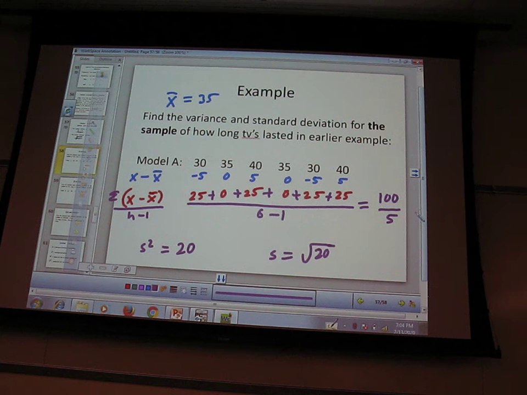Does everybody see where we got these from? Yeah. Normally divide by how many there are, normally divide by n, but because it's a sample, we divide by n minus 1. That whole talk I just gave about it being a sample, you gotta make it a little bit larger. 20 divided by 5 versus 20 divided by 4.